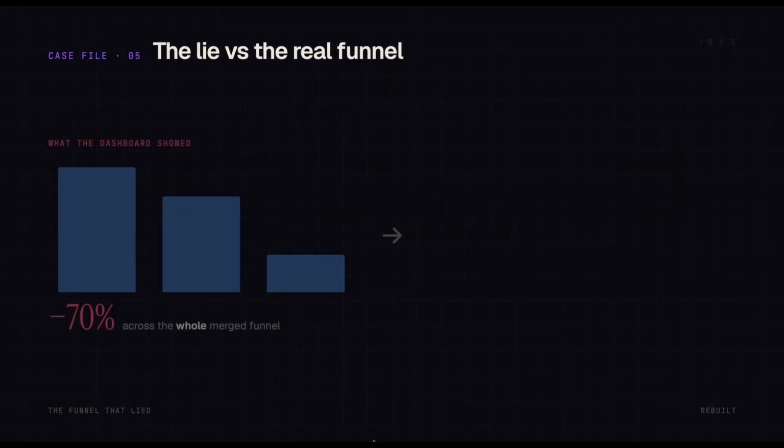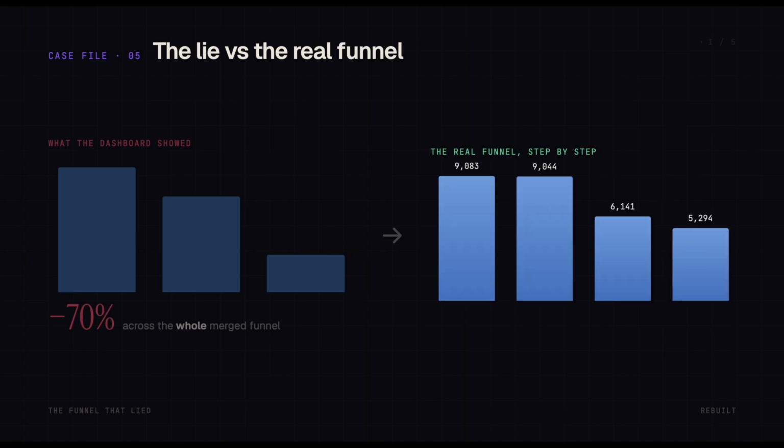Once I rebuilt it as a real funnel and separated the path, the whole picture changed drastically. On the left, the previous funnel, and on the right, the funnel after I started measuring it properly. The giant drop basically disappears. No single cliff, just a normal step-by-step drop-off.